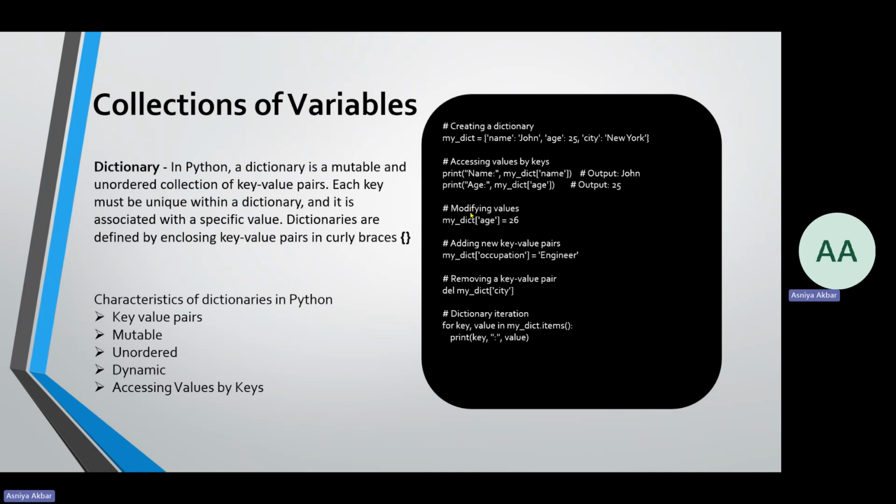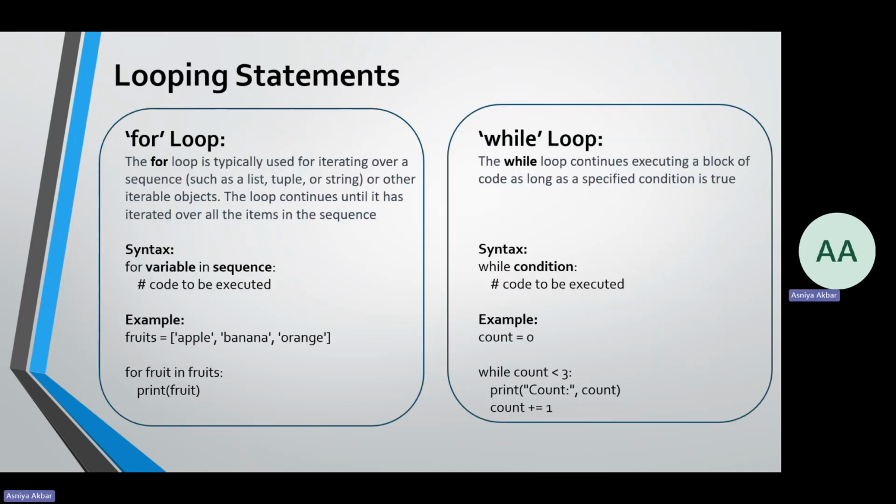You can modify it using the dictionary name, give the key, and then modify its value. You can even add new key value pairs by giving the name of the dictionary and a new key value pair. You can remove items using the del method or the discard method. You can also iterate over the dictionary using a method called items, which is going to return a list with a tuple as a key value pair. And then next up we have looping.